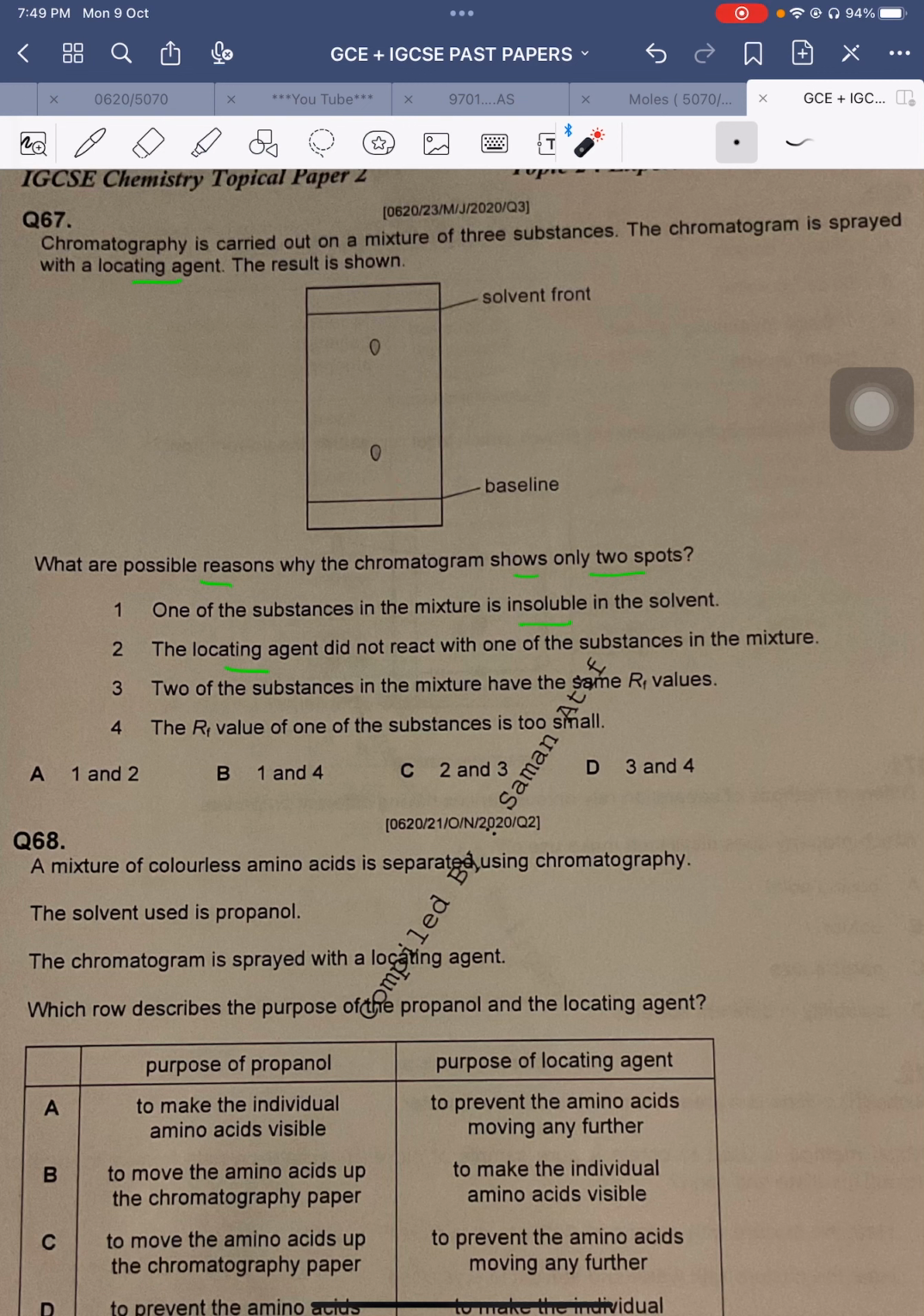The two substances in the mixture have the same Rf value, or you may say the locating agent did not react with one of the substances in the mixture. So 2 and 3 can be the right option.